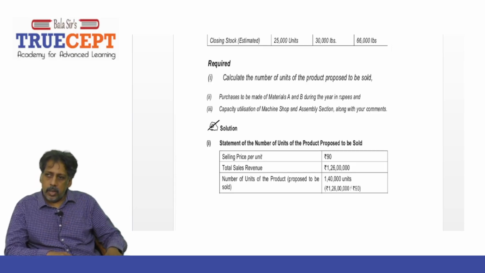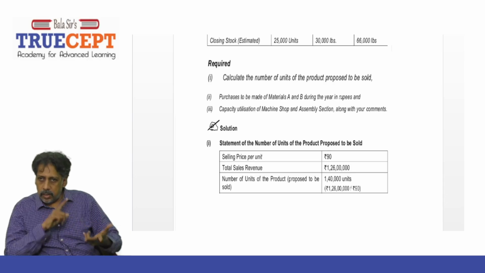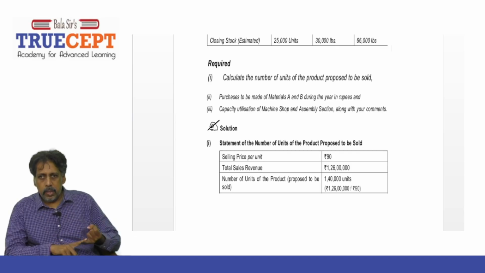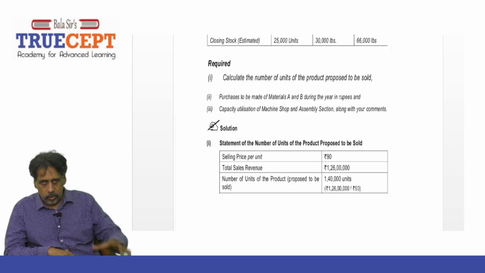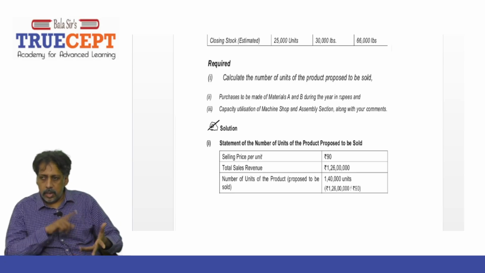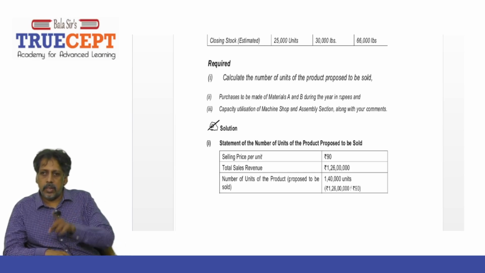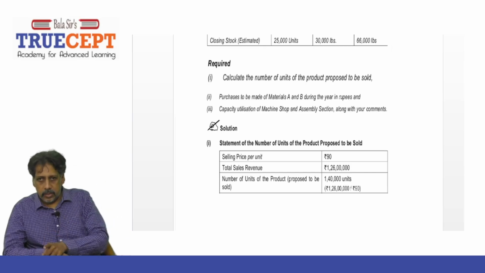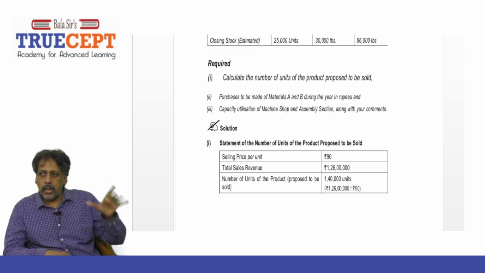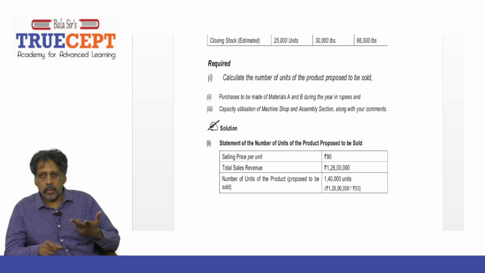So what I will do, guys, I will discuss the calculation of selling price per unit, and also discuss the number of units to be sold, and also discuss the working note for the quantity to be produced. I'll discuss these 3 at a stretch. Then I'll pause the recording. You can take down notes, right? And then I will discuss the next part, that is the material purchase budget. And then finally, the capacity utilization.